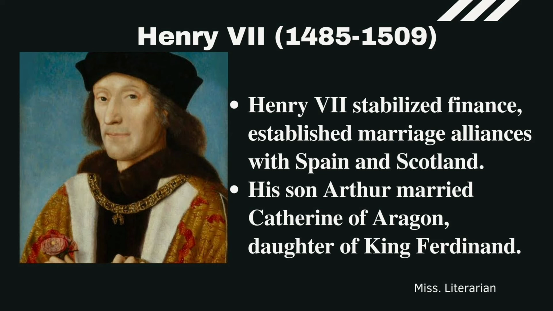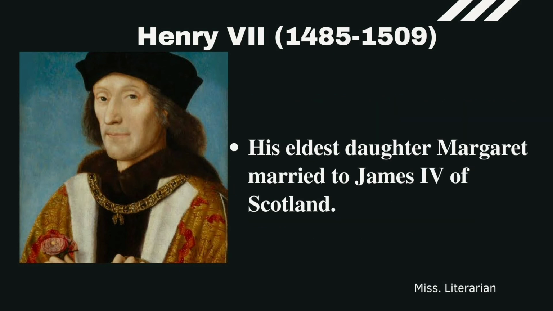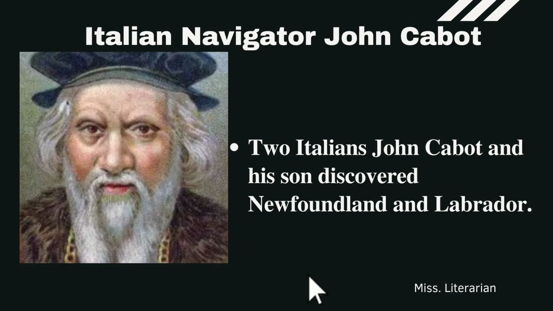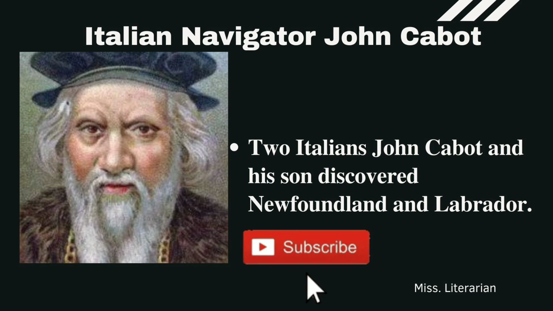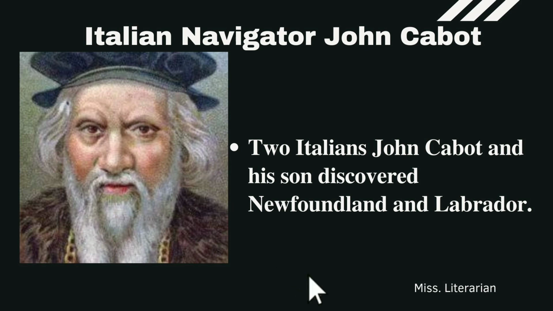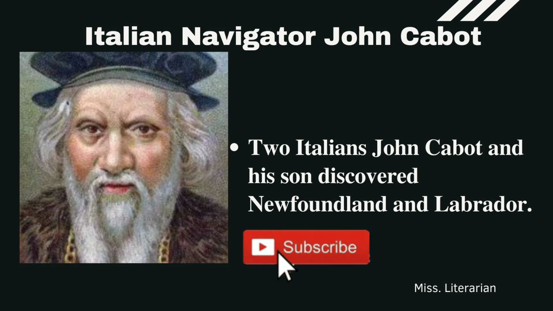His eldest son, Arthur, married Catherine of Aragon, daughter of King Ferdinand, the most powerful European monarch of the time. Another beneficial marriage for England was his eldest daughter Margaret to James IV of Scotland. During the reign of Henry VII, two Italians, John Cabot and his son, discovered Newfoundland and Labrador. Of course, the usefulness of this discovery to England was fully realized only towards the end of the 16th century.